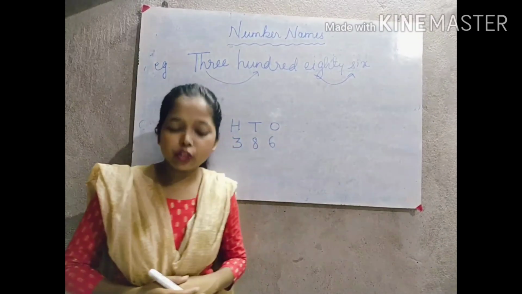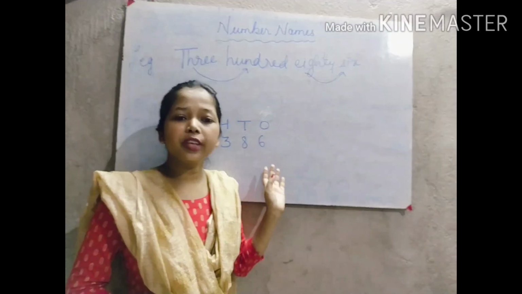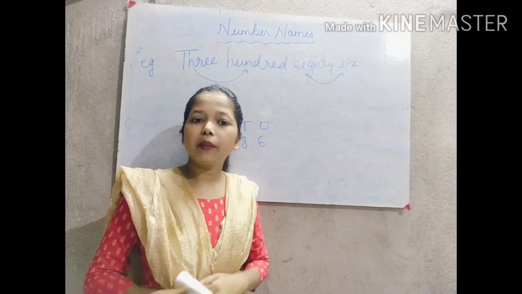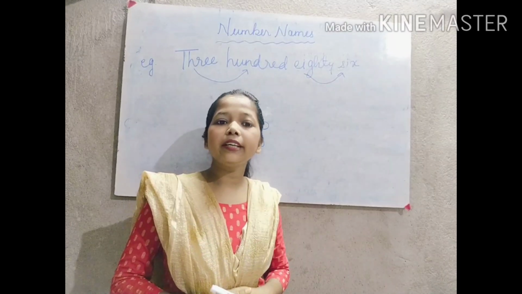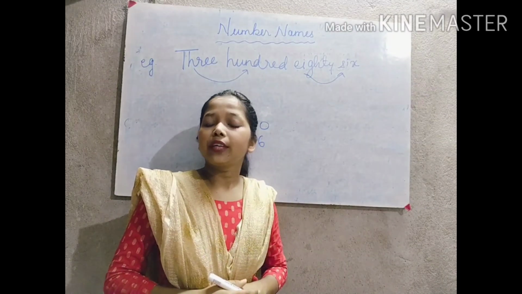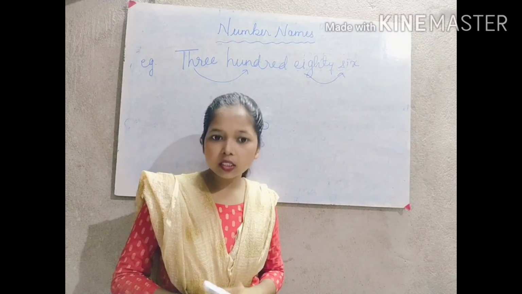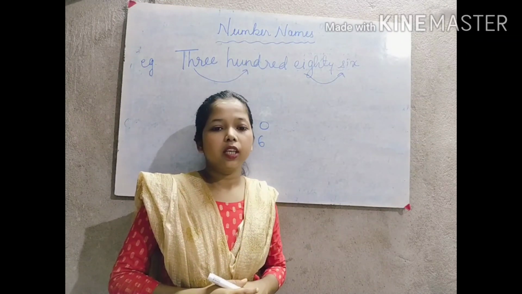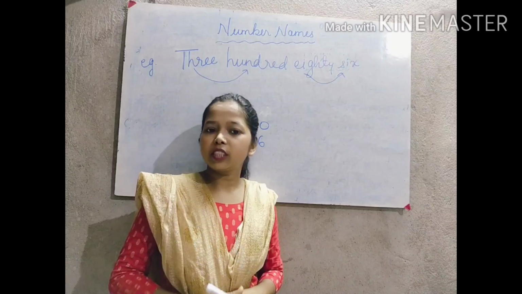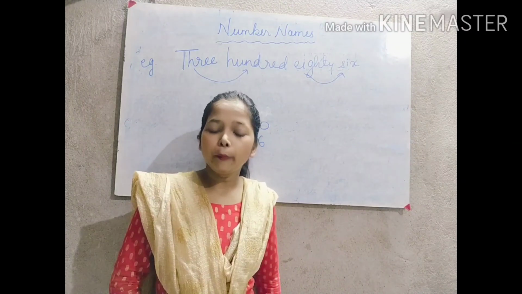So what have you learned today? You can use the concept of place value to express a given number in words. And second, you can also identify the figures for the numbers given in words. Now you will do page numbers 62 and 63 in your book itself.